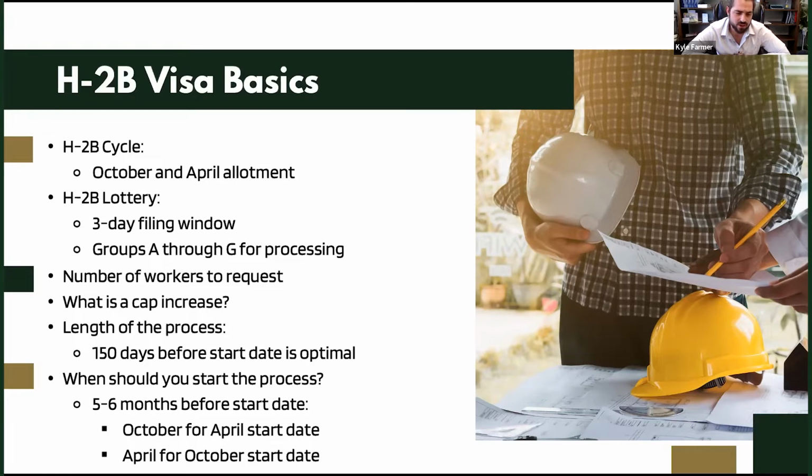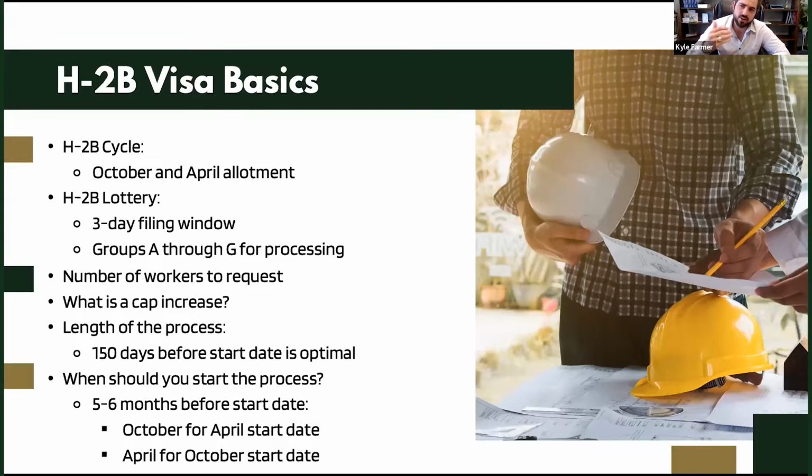The way that these applications work is the first thing that you file is what's called a prevailing wage determination. This is where you disclose to the Department of Labor the type and location of the work that you intend to perform, and they will send you what's called a prevailing wage determination to ensure that you're not adversely affecting the wages and working conditions of U.S. workers similarly employed in the area of intended employment. So that's the first step in the application process.